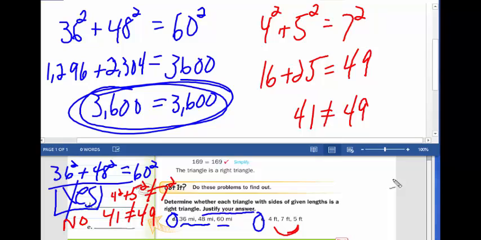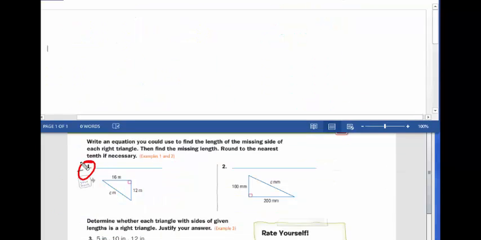Please do guided practice. Okay, problem number 1. Write an equation you could use to find the length of the missing side of each right triangle, then find the missing length, rounding to the nearest tenth if necessary. So because we're looking for the hypotenuse, which is across from the right angle, we're going to say that 16 squared plus 12 squared equals c squared.